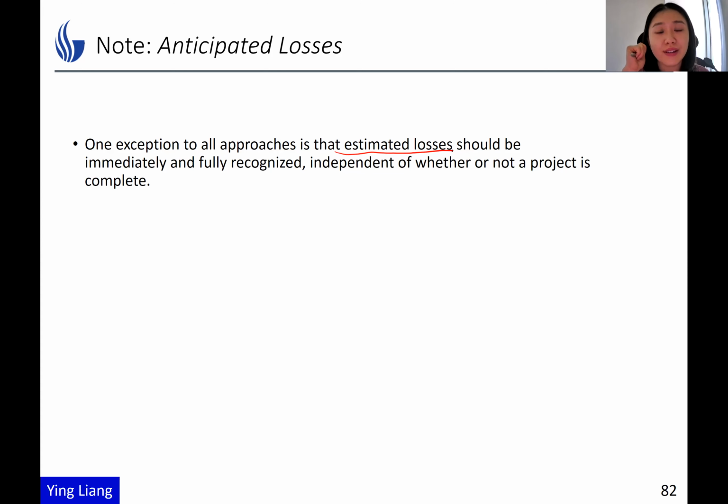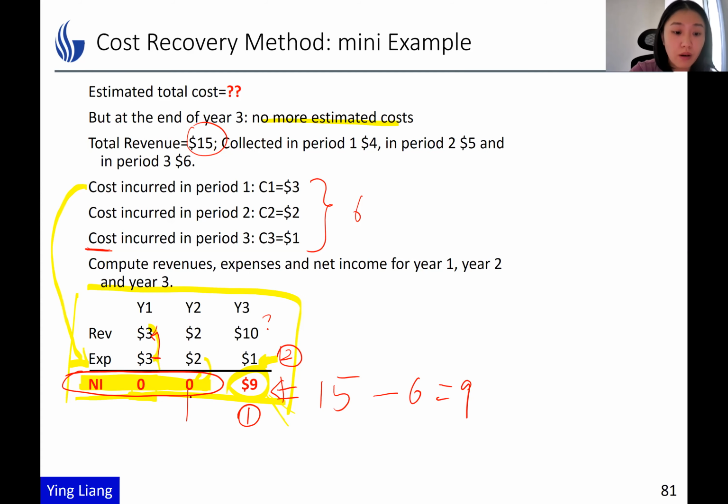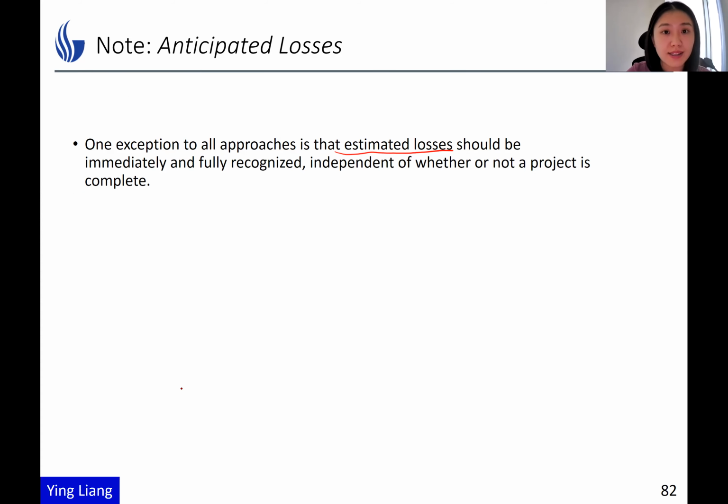Remember the conservative feature of financial accounting, right? Whenever we anticipate a loss, we should recognize it immediately. So in that case, we will not have a 0 here anymore, right? We're going to have the loss as a negative number. We will talk about it later in the actual journal entry, but it will be quite simple.